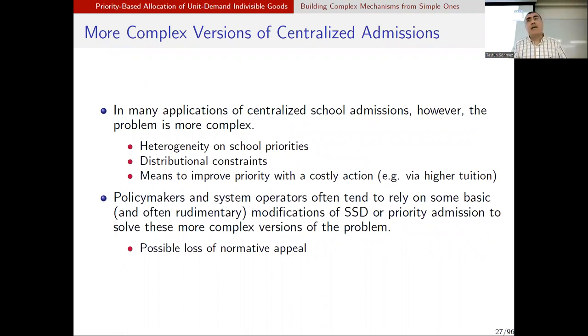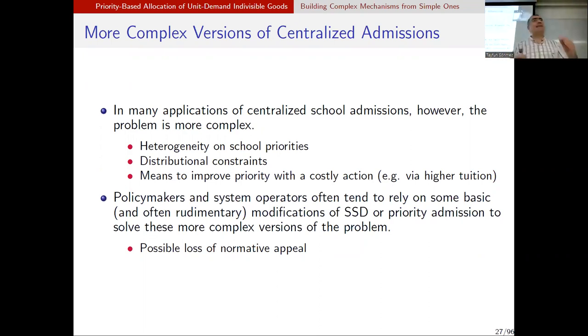But if you complicate the problem a little bit in a number of ways, for example, if you add heterogeneity on school priorities, if you add some distributional constraints, maybe you give some option to improve your priority in a costly way, you pay extra dollars, the problem gets analytically more complex, and the concept of no justified envy also gets more complex, right? And even though policymakers might feel what they are doing, they'll not be able to formulate it. And then it's not very hopeful that they will be able to find the exact mechanism to do what they intended.